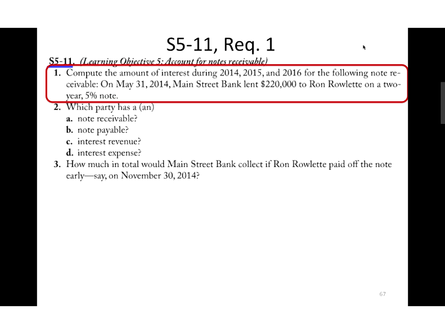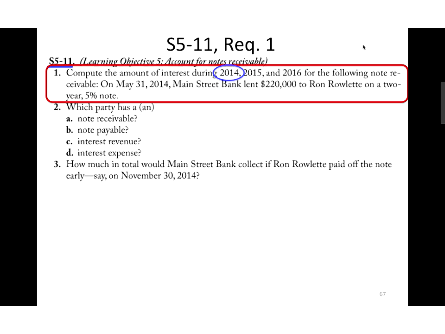So let's go through the computations. The first year, 2014. Okay, during 2014, we are going to have interest. Now, to calculate interest, we would take the note amount. So the note amount is $220,000 times 5%. That's an annual rate. Now, that would give us the amount for the entire year. However, this is not the entire year. We loaned the money on May 31st.